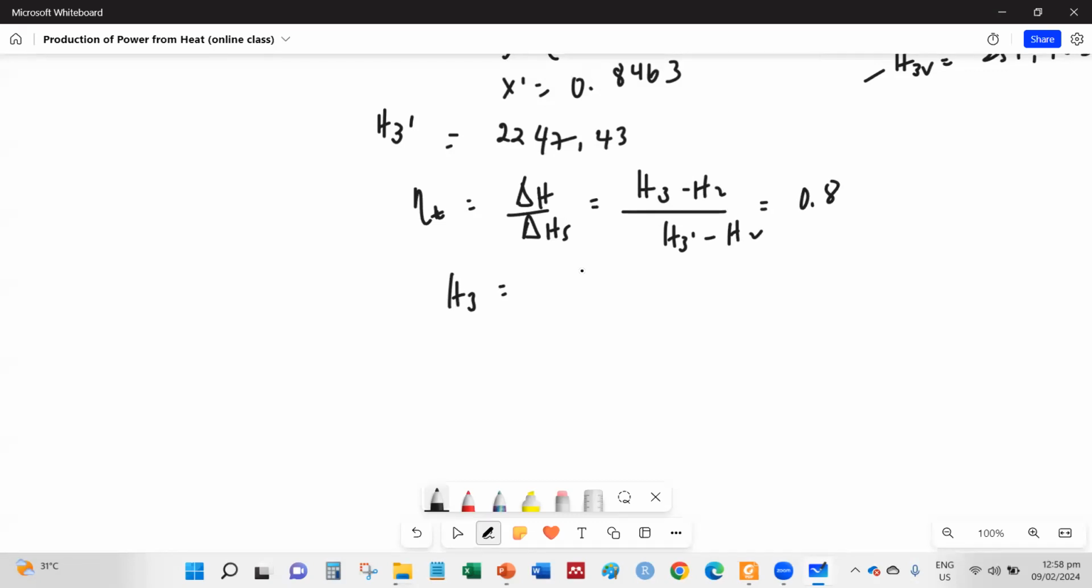And solving for H3, it's negative 856.056.